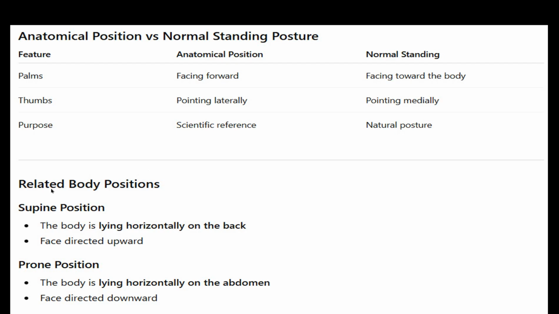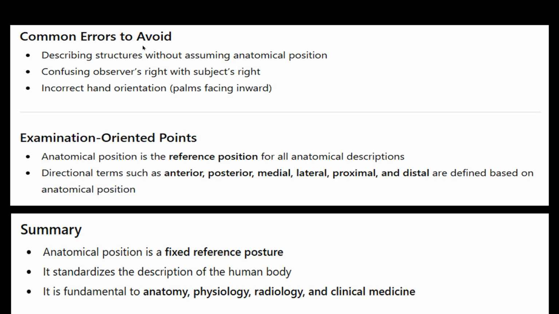Now, next thing is the related body positions. So supine position, the body is lying horizontally on the back, face directed upward. Prone position means the body is lying horizontally on the abdomen, face directed downward. So these are the two related body positions that we consider here. Now next we will talk a bit about the common errors that should be avoided.